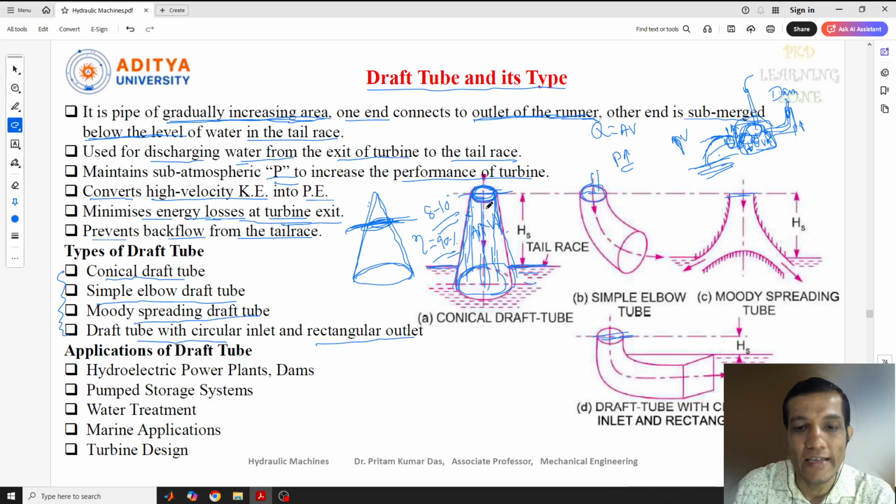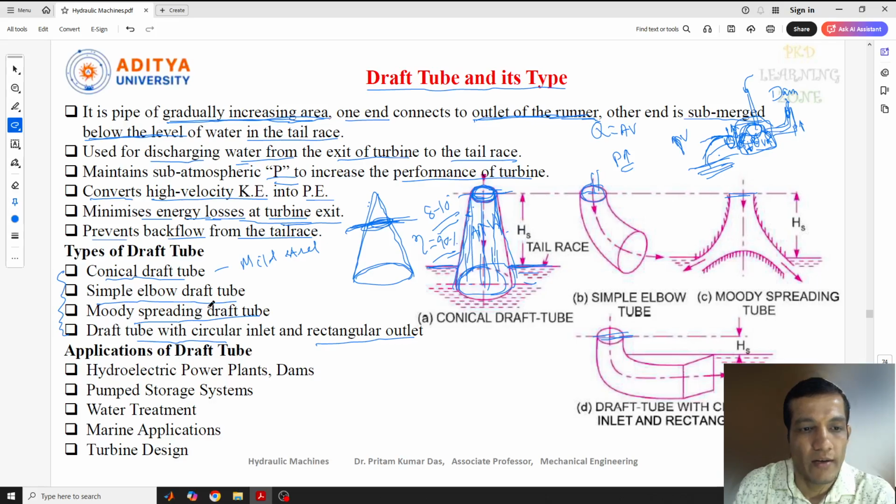Different materials can be used to make it, but specially we use mild steel. Mild steel plates are used to prepare the conical draft tube.